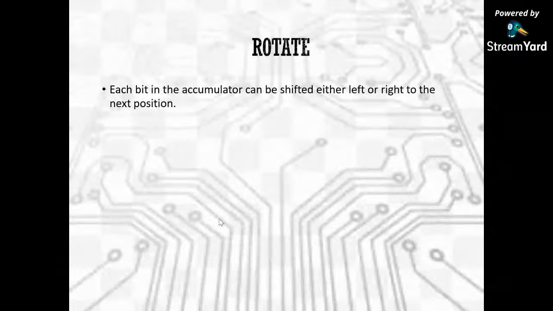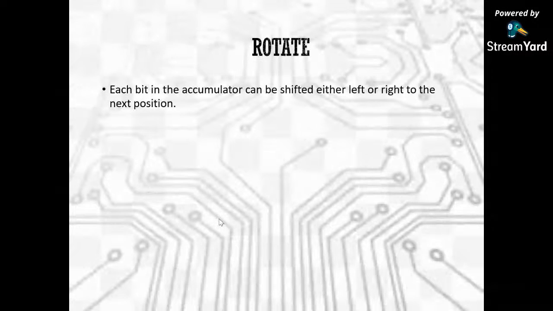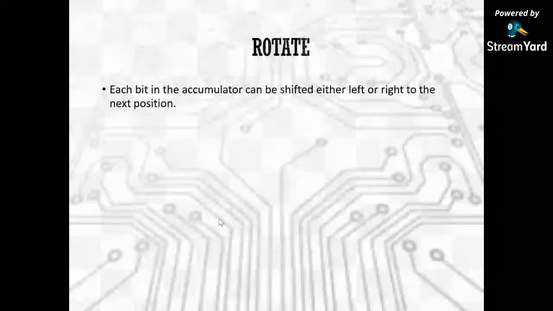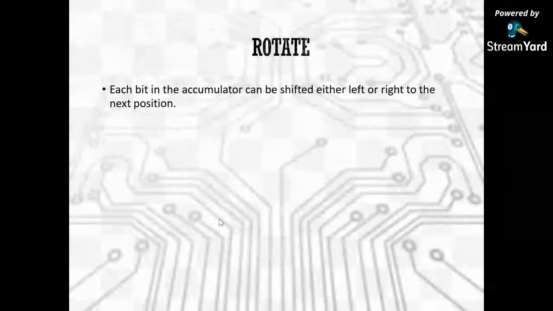Rotate is also similar, but the bits are rotated. The LSB goes to the MSB, and then the next bit goes to the following position, and so on and so forth. So each bit in the accumulator can be shifted either left or right to the next position.